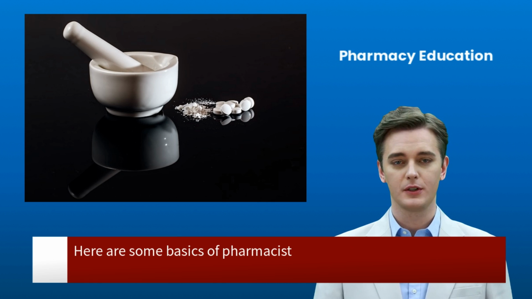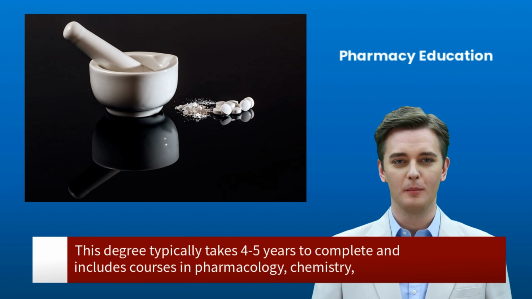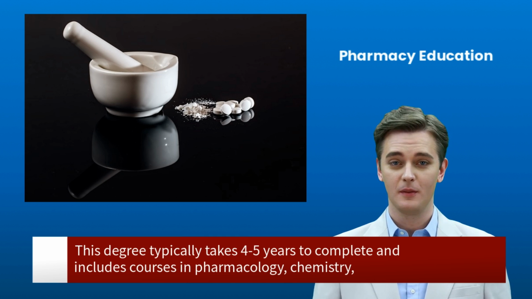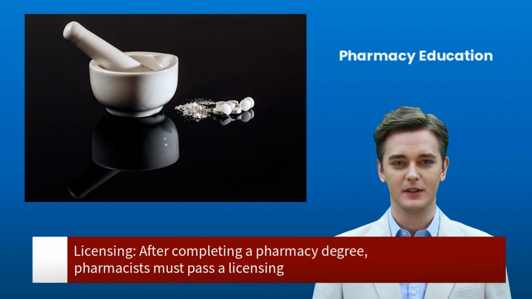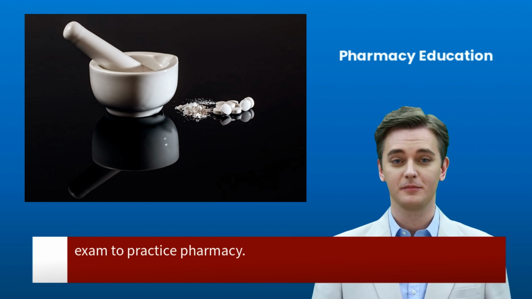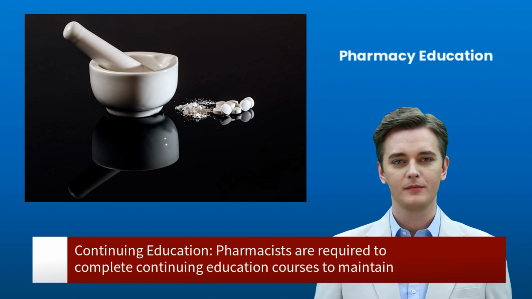Educational requirements. In most countries, pharmacists are required to have a degree in pharmacy. This degree typically takes 4 or 5 years to complete and includes courses in pharmacology, chemistry, therapeutics, pharmacy law, and pharmacy practice. Licensing. After completing a pharmacy degree, pharmacists must pass a licensing exam to practice pharmacy. The licensing requirements may vary by country or state.